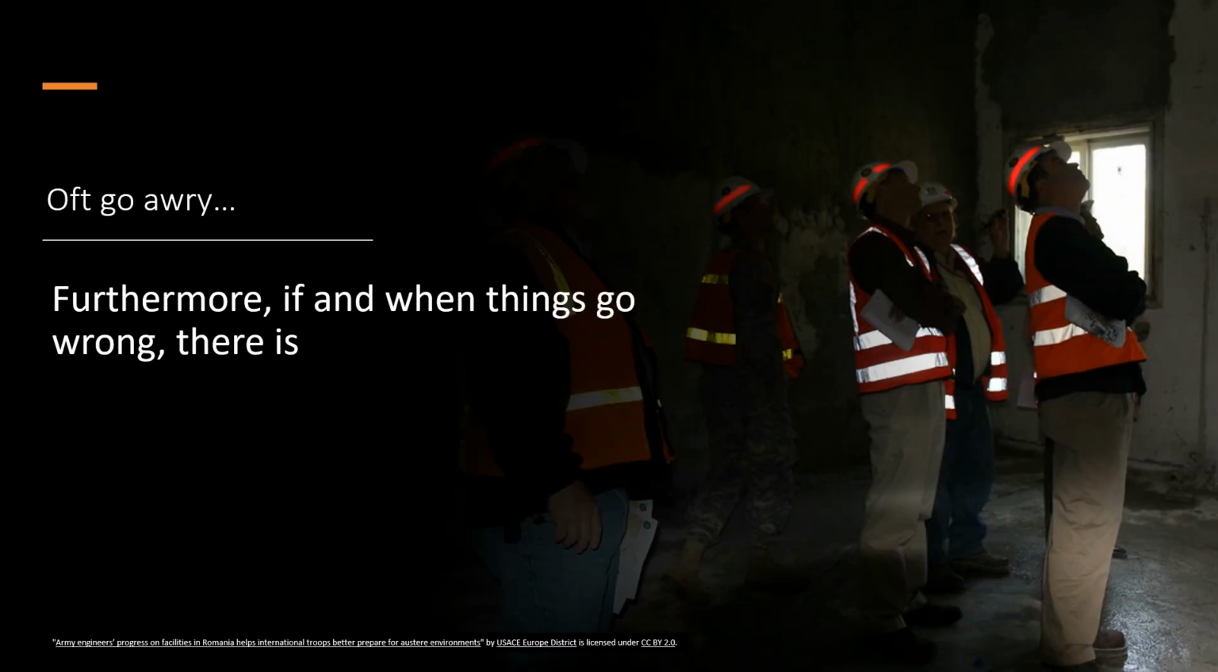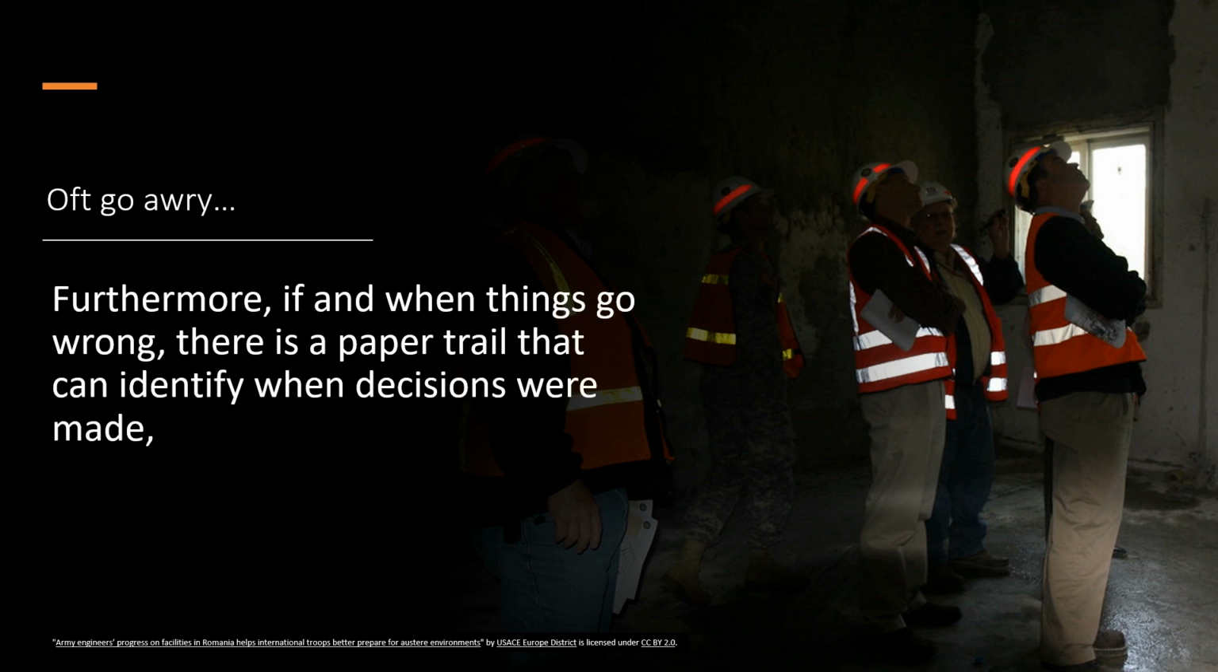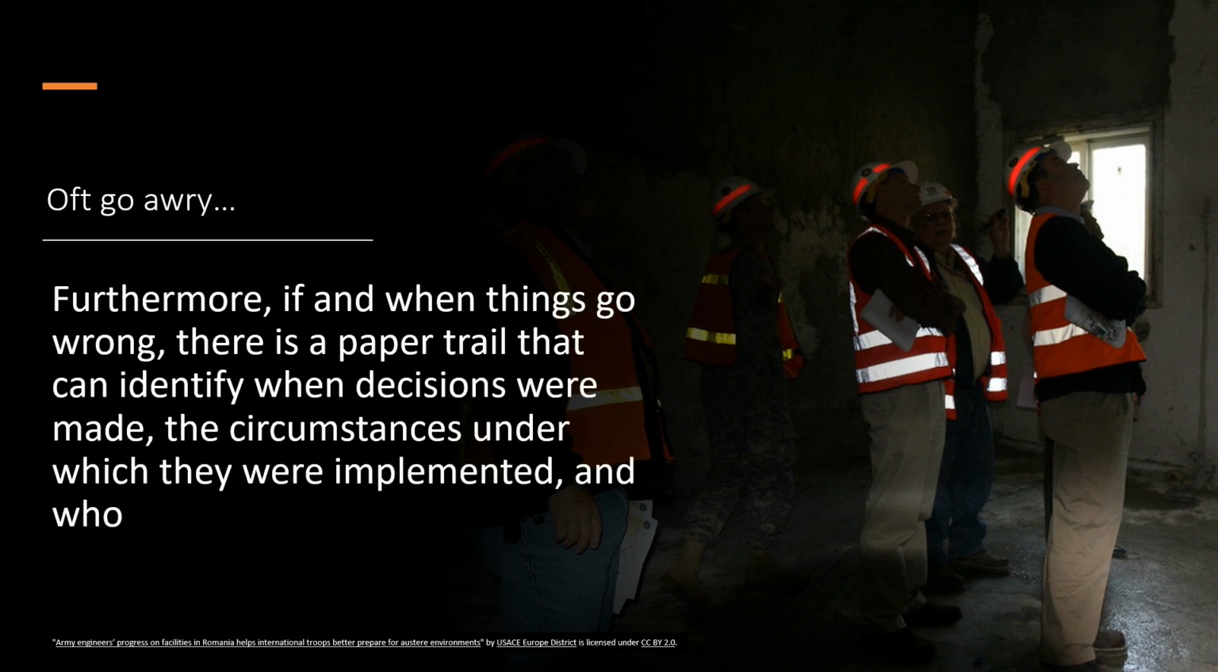Furthermore, if and when things go wrong, there is a paper trail that can identify when decisions were made, the circumstances under which they were implemented, and who approved the changes.